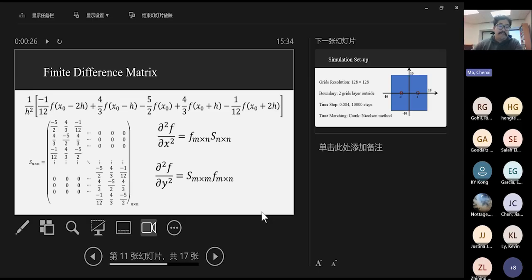In the middle, we have negative 5 over 2, and above that and beneath that, we have 4 over 3. And above the 4 over 3, we have negative 1 over 12, and beneath that, we have negative 1 over 12. And this matrix is now symmetric, which means we just multiply it on the left for the second order derivative on y, and on the right for the second order derivative for x.